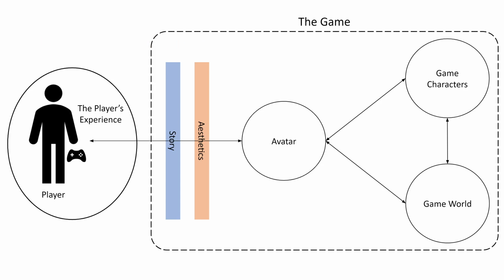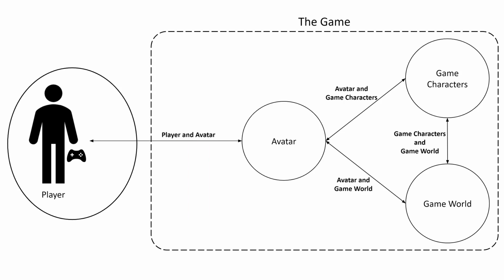We can represent it visually in this way, where we have our player on the left-hand side, the player's experience. Then we have the actors there, so we have the avatar, we have the game characters and the game world. And you'll notice story and aesthetics sitting there acting in a way that are like lenses to the game. Now, there's a special reason for that, and we'll talk about it in a minute.